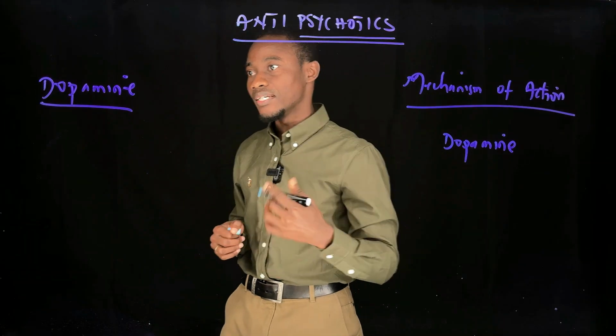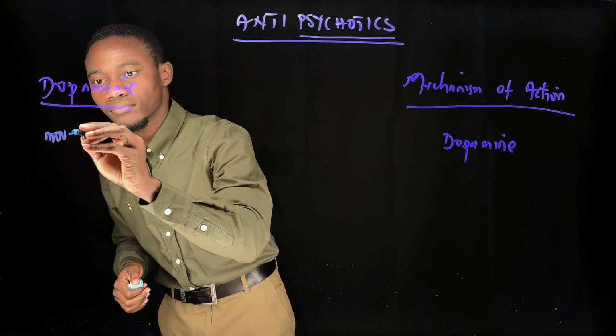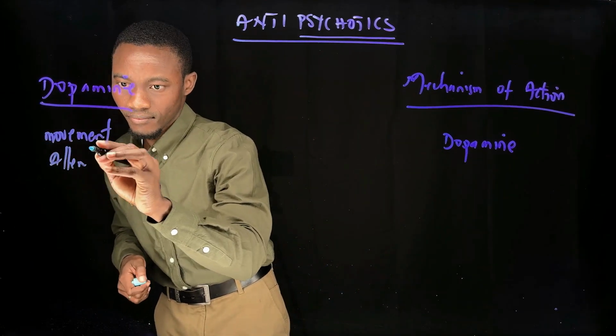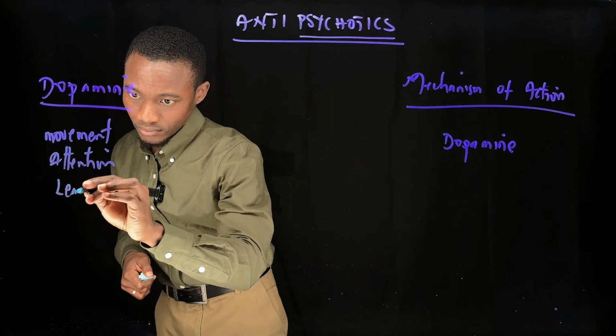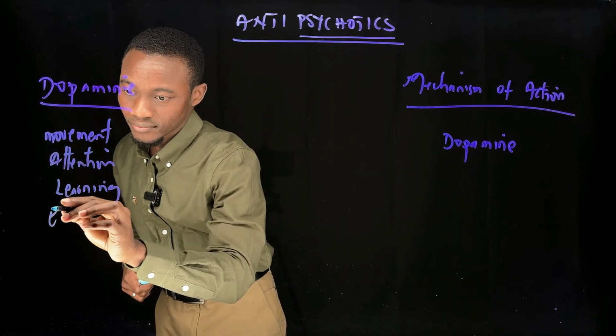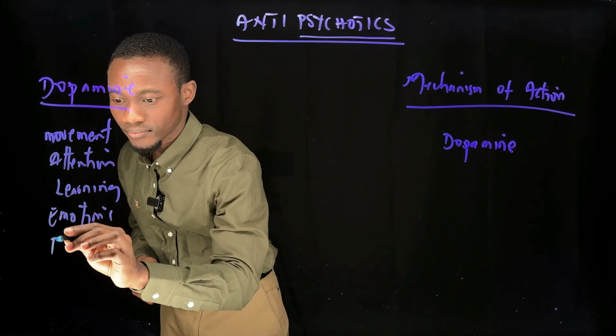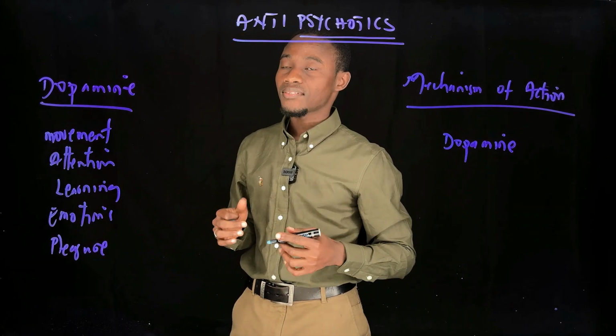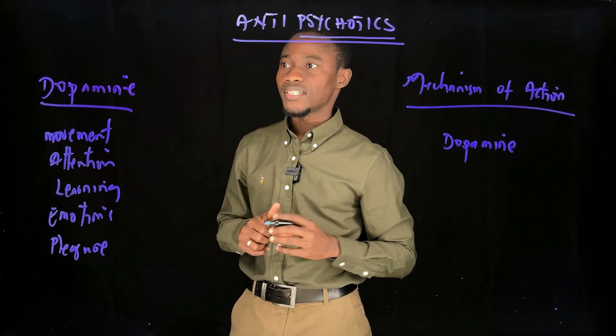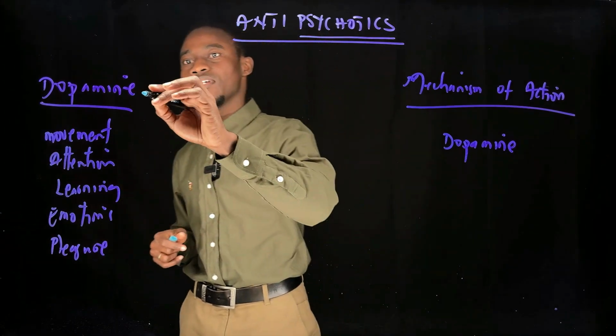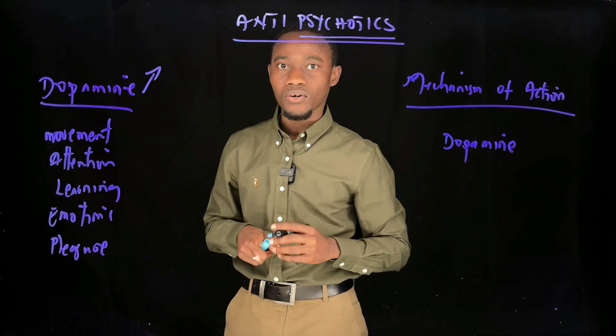Dopamine, by the way, is a neurotransmitter that is present in the brain of all humans. It is involved in actions such as movement, attention, learning, emotions, and pleasure. But in psychopathology, a lot of studies have demonstrated that increased dopamine level causes psychotic symptoms.